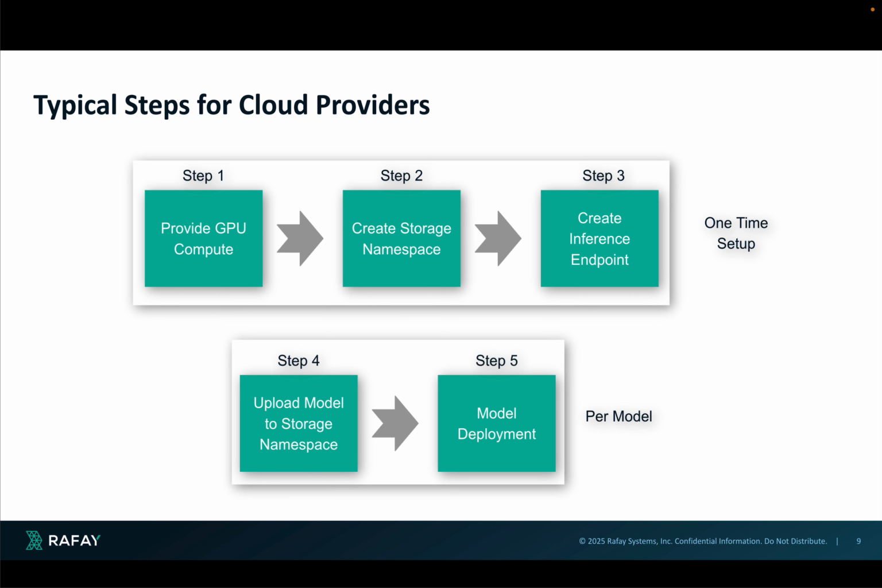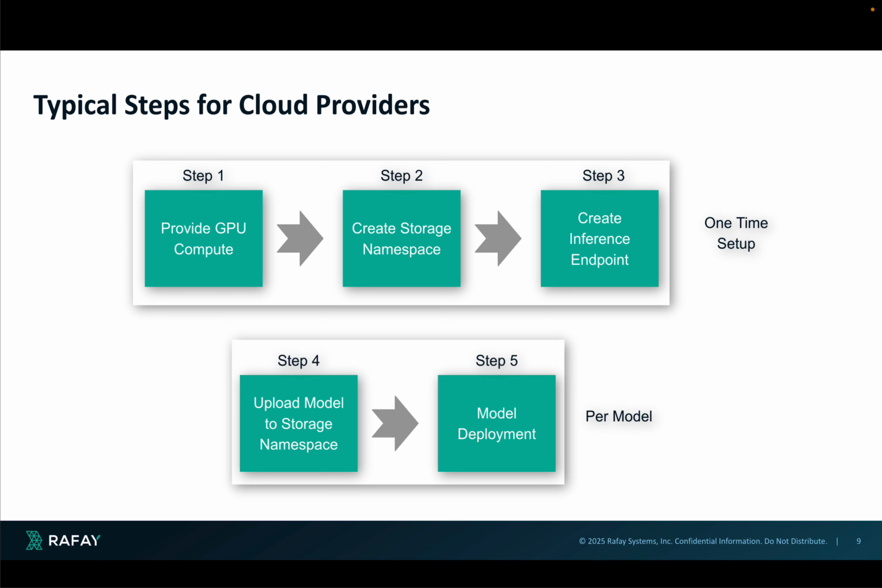The typical steps for cloud providers are there's a one-time setup where they'll create the compute or point the Rafay platform to their GPU accelerated compute. They will create a storage namespace with local storage where they can store the models so they can be pulled and retrieved dynamically when required for auto scaling. And then they'll create an inference endpoint and provide credentials so that it can be an HTTPS endpoint. This is a one-time setup. And per model, they have to essentially do two simple steps.